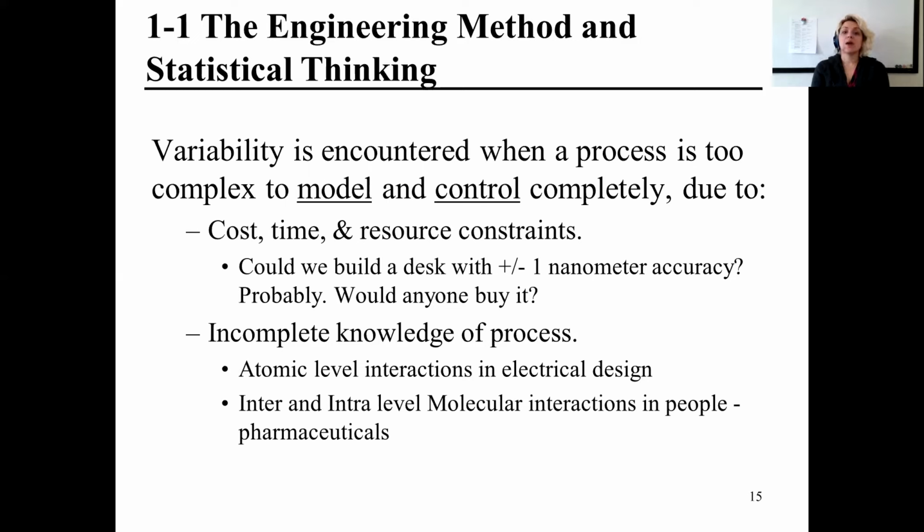Or, for example, incomplete knowledge of the process. That plus minus 1 nanometers, all it says here is that we have the variability. We have this plus minus 1 nanometers, but it's not important in this case. Or sometimes we have incomplete knowledge of the process, for example, atomic level interactions that we would have, or the inter and intra-level molecular interactions.